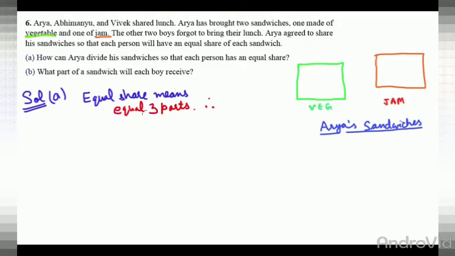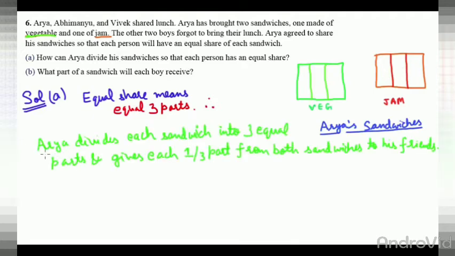So the solution would be, we want to share equally into 3 parts. Equal share means equal 3 parts. So how are we going to do it? We are dividing it into 3 equal parts. Assume it to be equal. And similarly, we'll do it for the jam part. We are going to divide it into 3 equal parts. Again, do assume it to be equal.